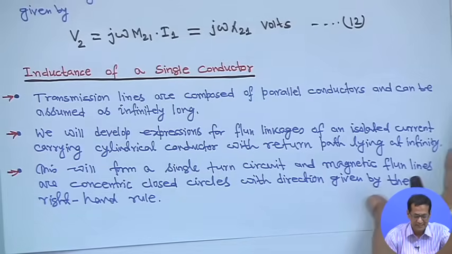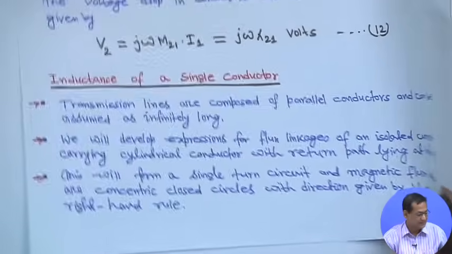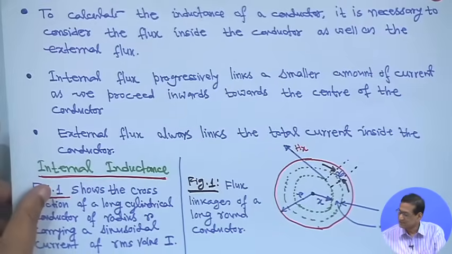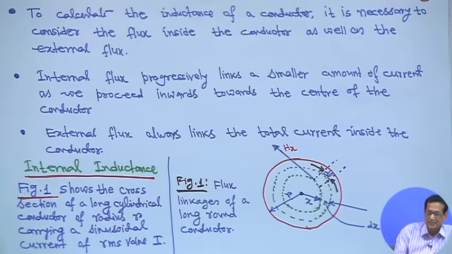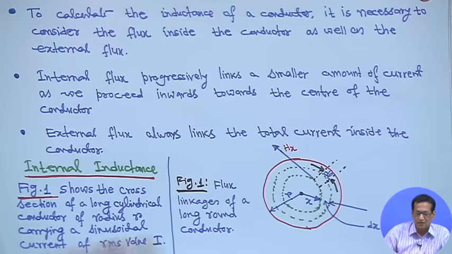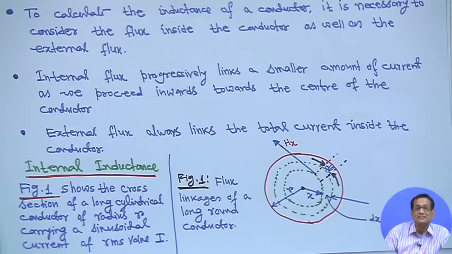Next, to calculate the inductance of a conductor, it is necessary to consider the flux inside the conductor as well as the external flux. Both the internal as well as external flux linkages we have to consider to determine the inductance of a single current-carrying conductor.